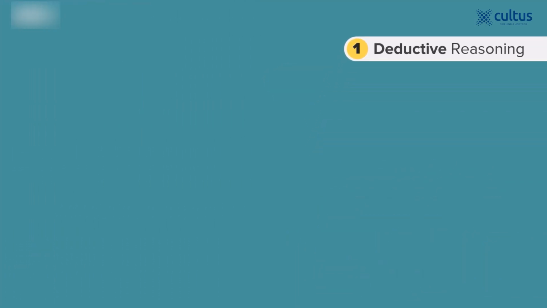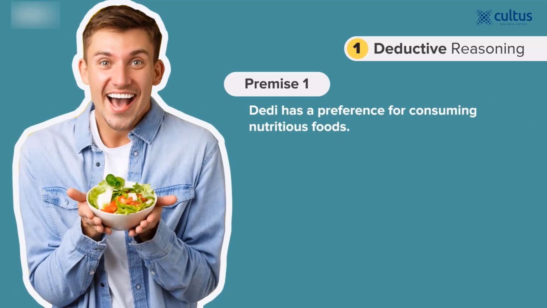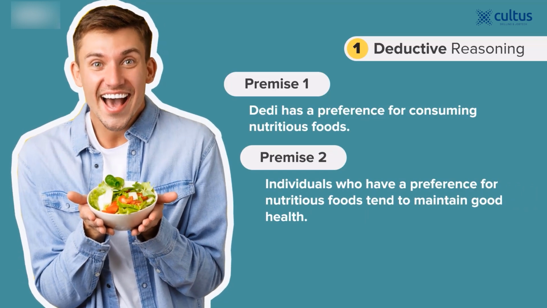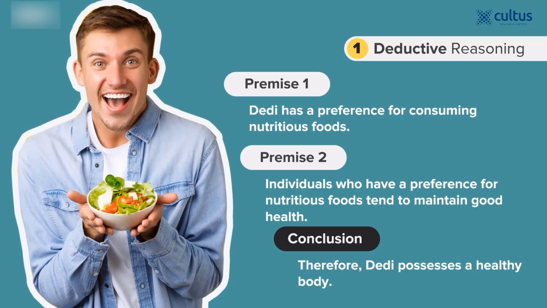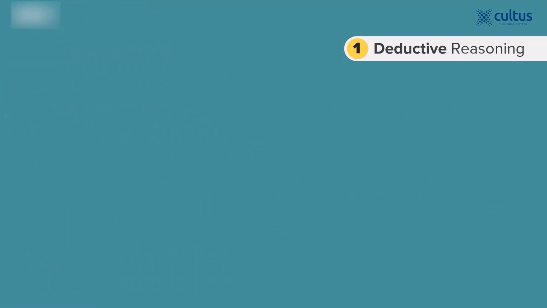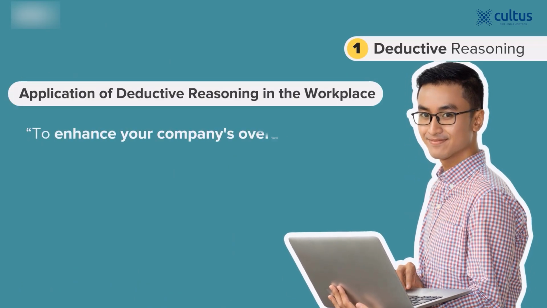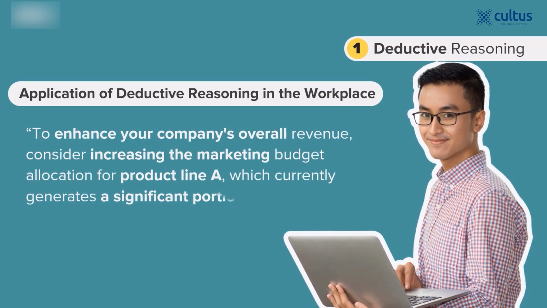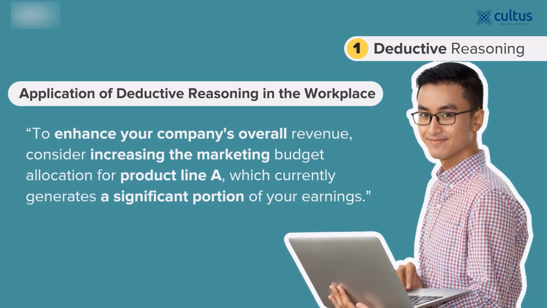Here's a simple example to understand deductive reasoning. Premise 1. Didi has a preference for consuming nutritious foods. Premise 2. Individuals who have a preference for nutritious foods tend to maintain good health. Conclusion. Therefore, Didi possesses a healthy body. Another example is the application of deductive reasoning in the workplace, for example. To enhance your company's overall revenue, consider increasing the marketing budget allocation for product line A, which currently generates a significant portion of your earnings.